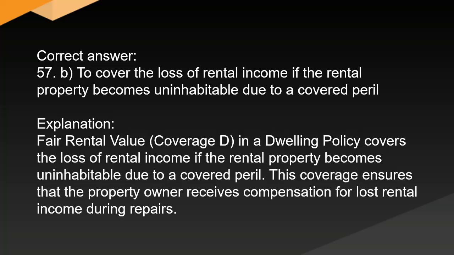Correct answer. B. To cover the loss of rental income if the rental property becomes uninhabitable due to a covered peril. Explanation. Fair rental value. Coverage D in a dwelling policy covers the loss of rental income if the rental property becomes uninhabitable due to a covered peril. This coverage ensures that the property owner receives compensation for lost rental income during repairs.